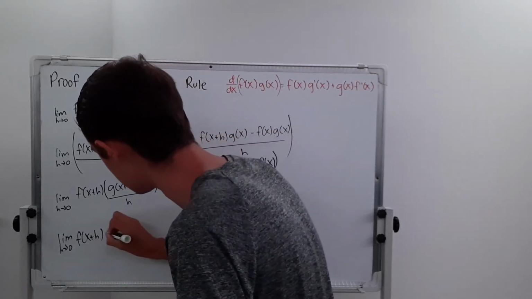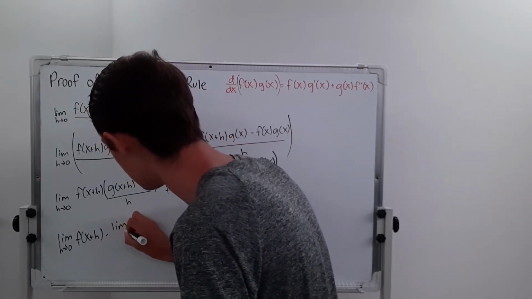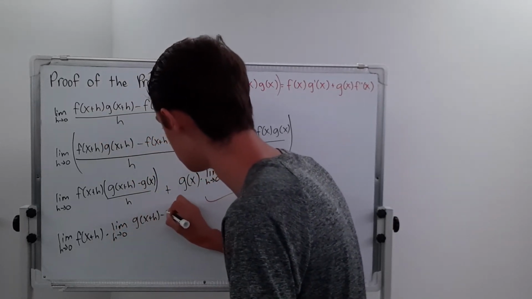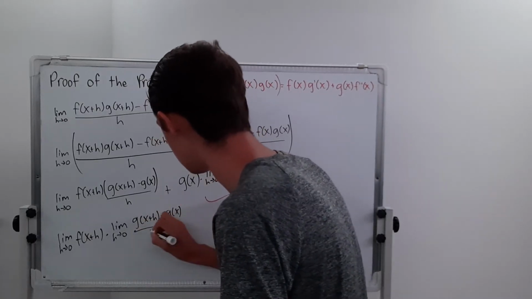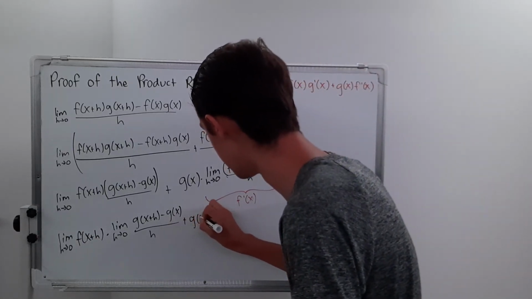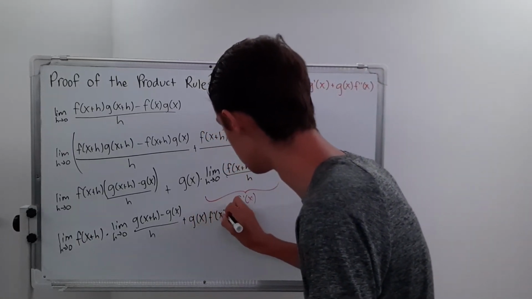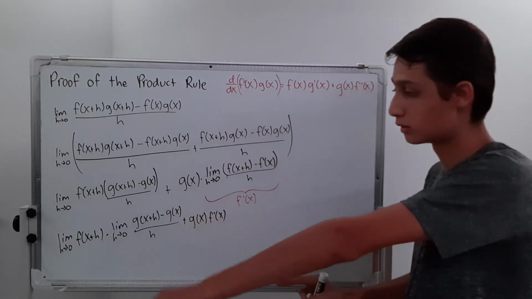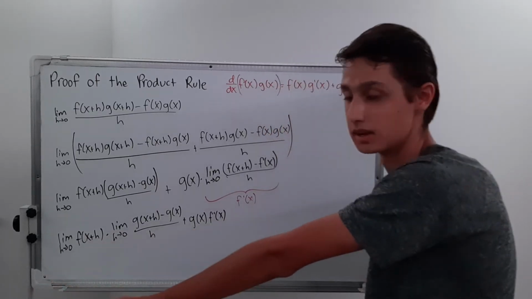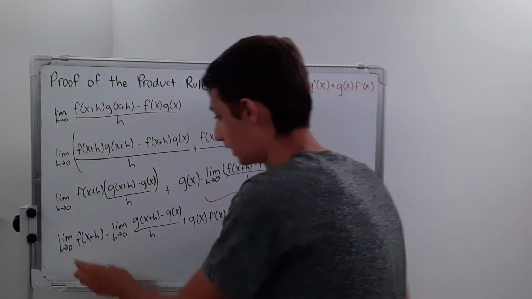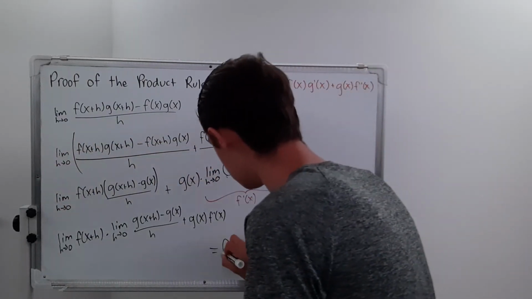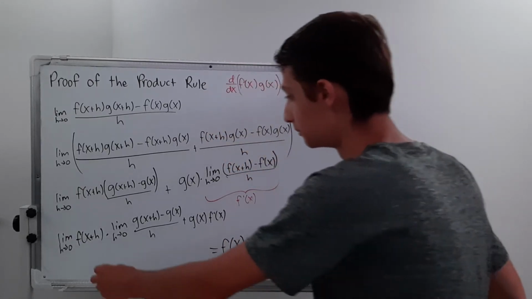Let me make that a little clearer. We're going to multiply that by the limit as h approaches 0 of g of x plus h minus g of x over h. And then we're just going to add that on to plus our g of x times f prime of x, which is what we found up here. So as h approaches 0, this is going to be f of x plus 0, which is just f of x. So once we evaluate this limit, this is going to be equal to f of x.